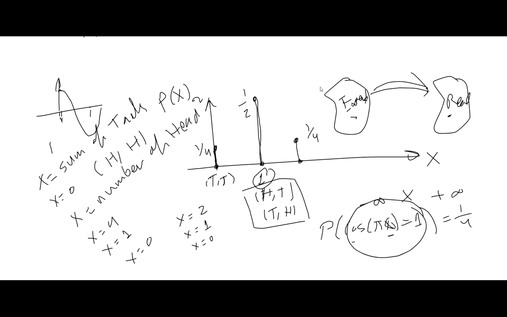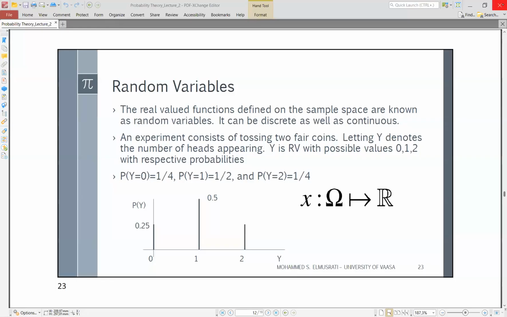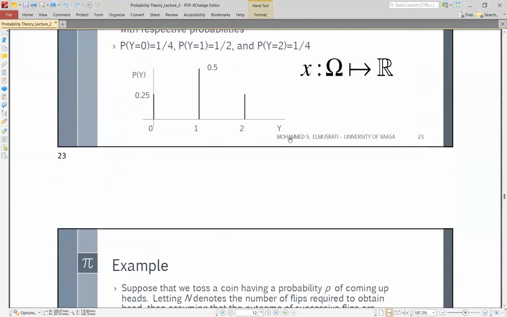Let's stop sharing. So now you can see that this is the main concept of the mapping between the event space and the probability space.